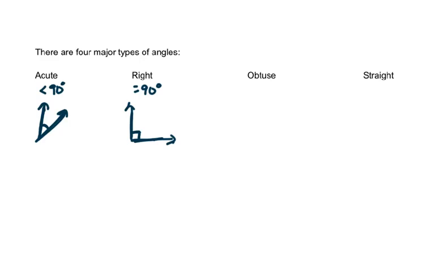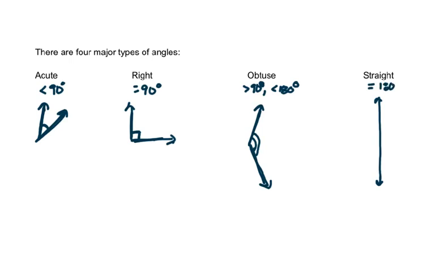And then an obtuse angle is greater than 90, but less than 180. That's the degree sign. So it's something like this. It's wider, it opens up. Gotta make sure the marks are different from the first one. And then finally, a straight angle is literally a line. And that is exactly 180 degrees.